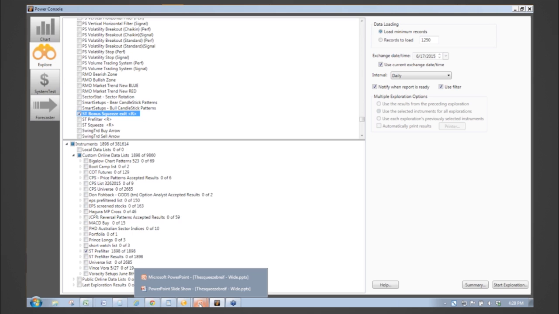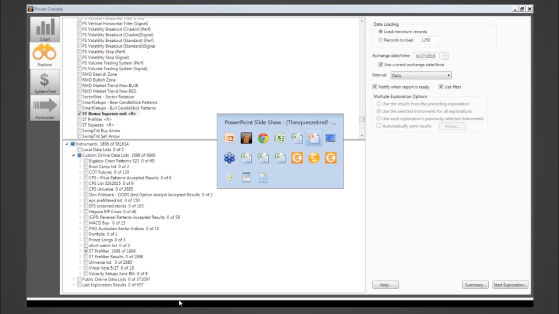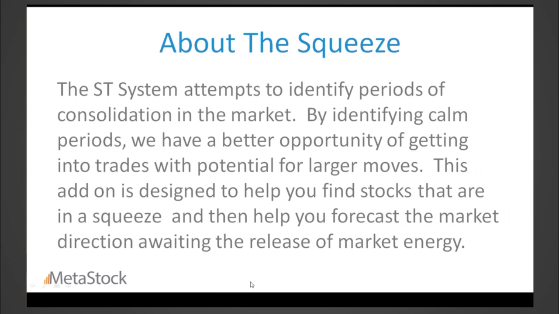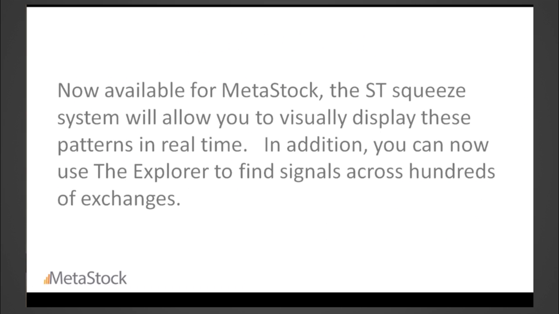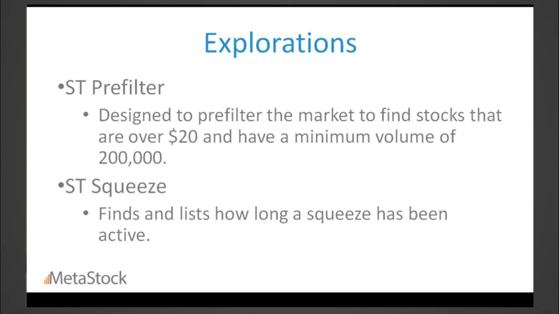So that's kind of the product in a nutshell. Let's go back into the PowerPoint, and we can skip a bunch of slides because John and I already talked a lot about what was available. Again, we have the pre-filter explorations, the squeeze explorations, and now the bonus ST squeeze, which I'll send you separately. You want to order by Friday so that you get on my list to send that to.